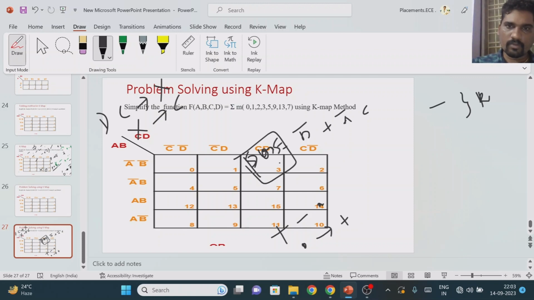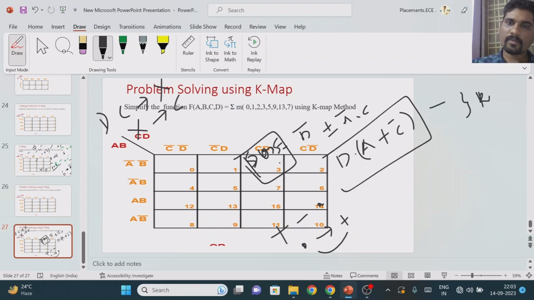D bar: what do we have to write? If it is complemented, we remove the complement. Here, plus means we write the multiplication term. A bar: we need to remove the complement. So what is this? A bar into C, right? The product term means we need to replace it with the plus. C: what do we have to write? C bar.